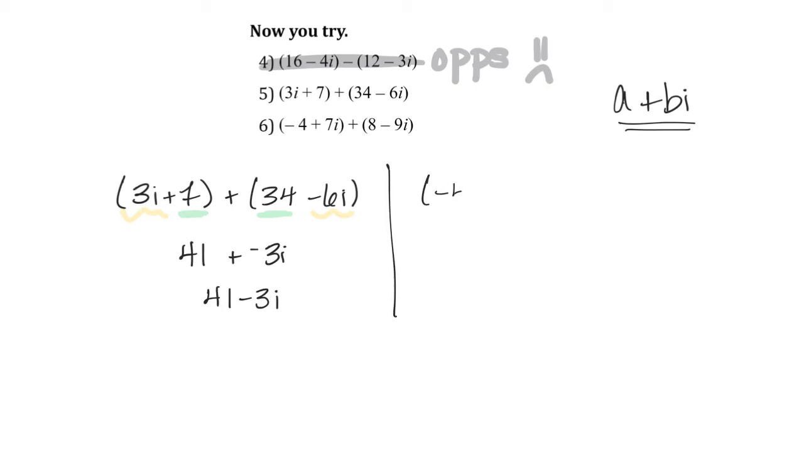Last one, negative 4 plus 7i. You are adding 8 minus 9i. No need for those parentheses. They are written there for you, but really they're there just to separate those terms. I have my real components, negative 4 and 8, and I have my imaginary components, which were 7i and negative 9i. So let's walk through that. You have 8 minus 4, which is going to give you a positive 4. And you have 7i. Taking 9i away, you are down 2i.